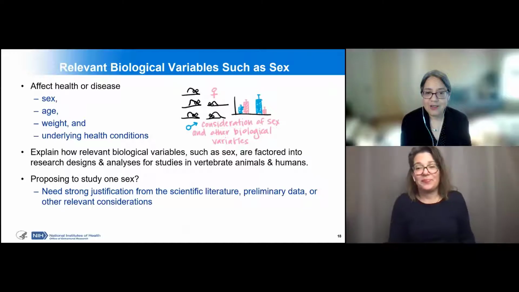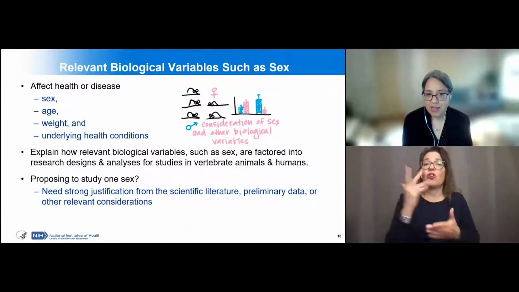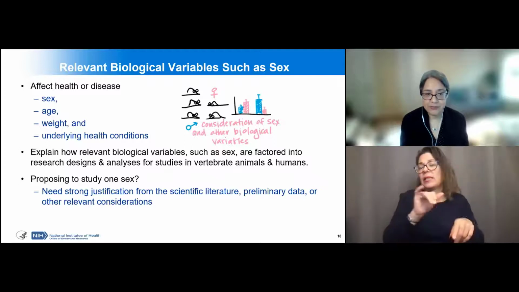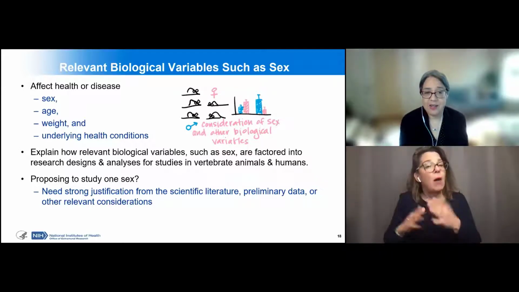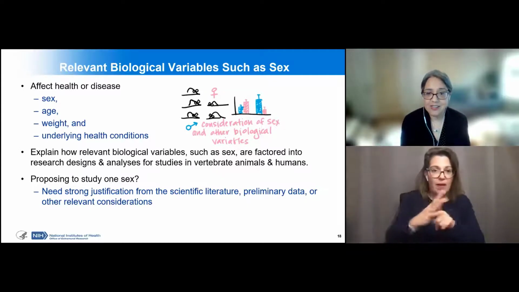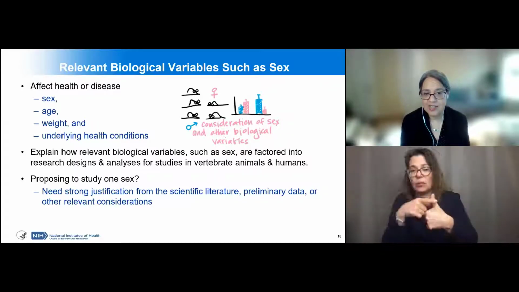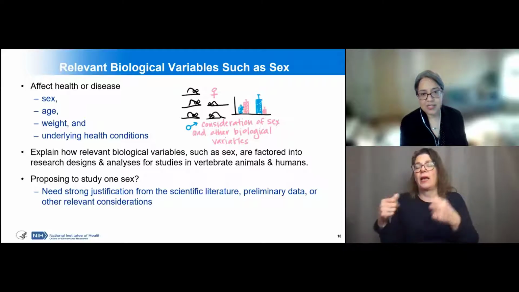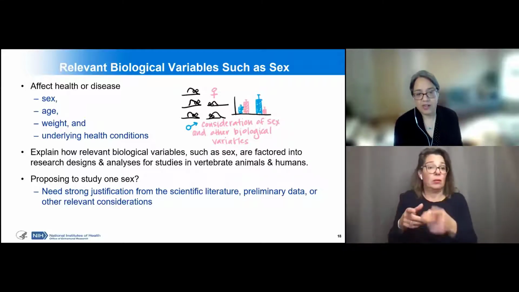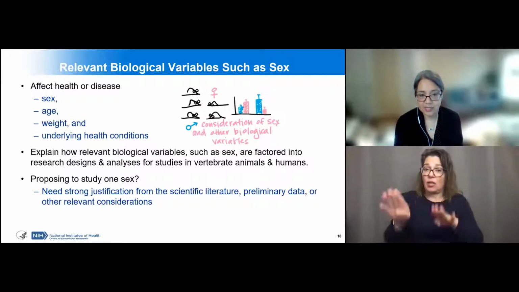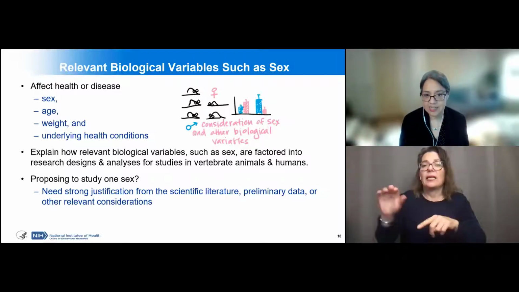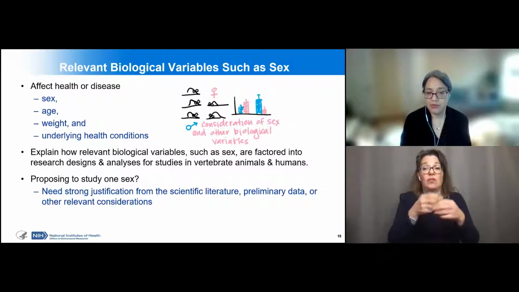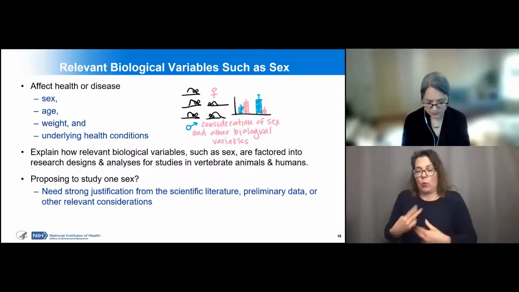Okay, so the third element is consideration of relevant biological variables such as sex. We understand that different biological variables can affect health or disease, and those include sex, age, weight, and any underlying health conditions. In the application, we ask that you explain how relevant biological variables such as sex are factored into research designs and analysis for studies in vertebrate animals and humans. This applies to both vertebrate animals and humans.